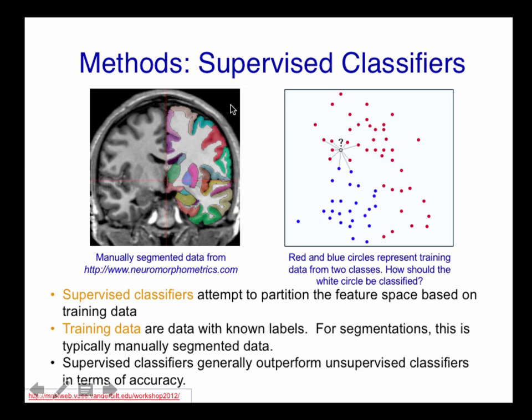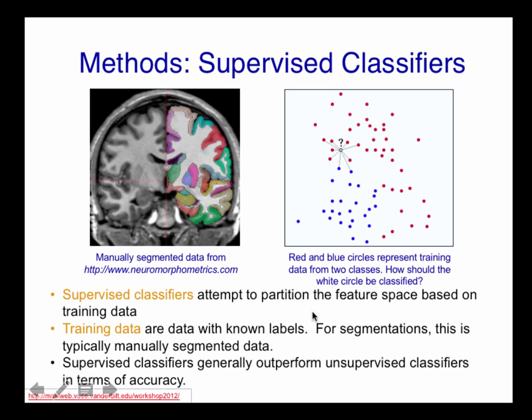Okay, so we just talked about unsupervised classifiers and generative models. Probably the most popular method of segmentation right now are supervised classifiers. So these methods require training data. I've been talking about training data, and I'm finally going to explain what training data is.